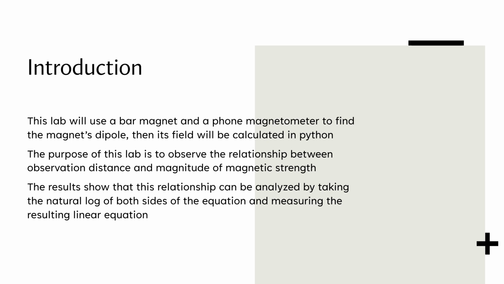The results of this lab show that the relationship between observation distance and magnitude of magnetic strength can be analyzed by taking the natural log of both sides of the equation and measuring the resulting linear equation, so using the slope and the intercept.